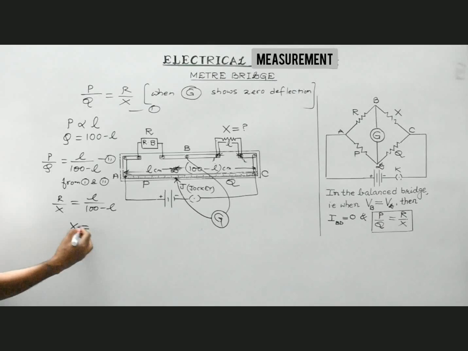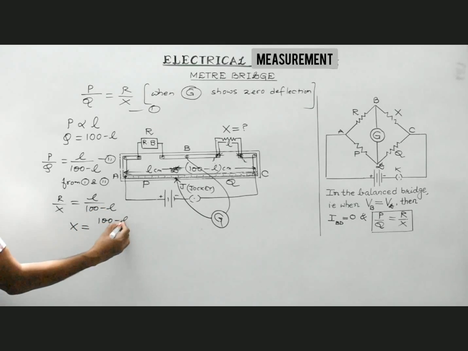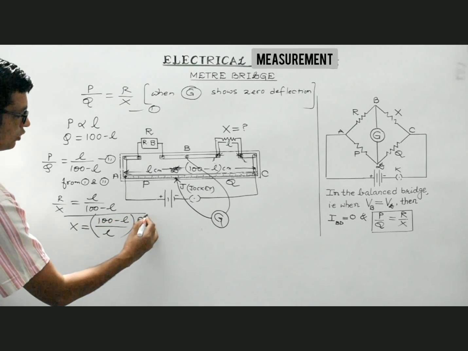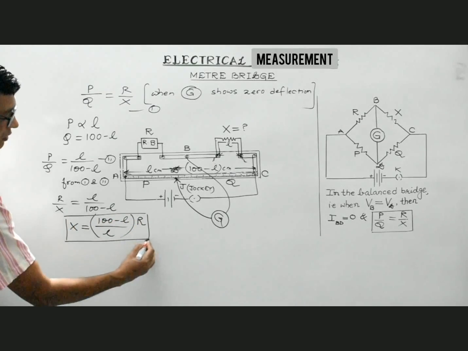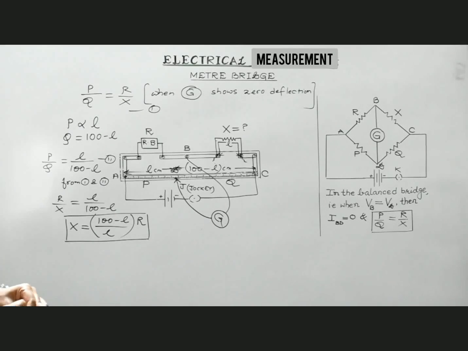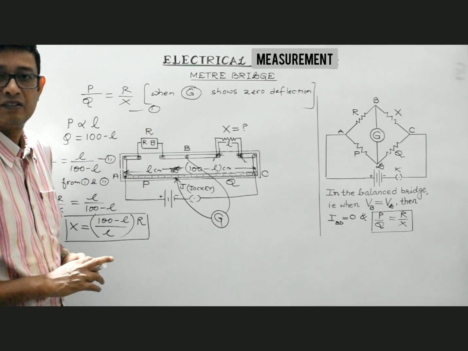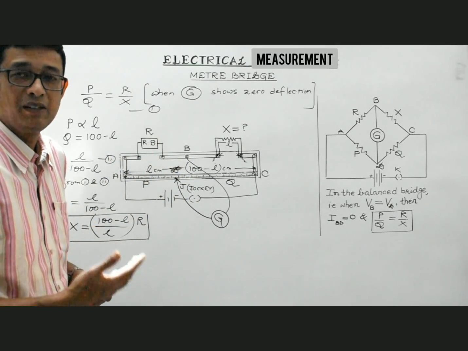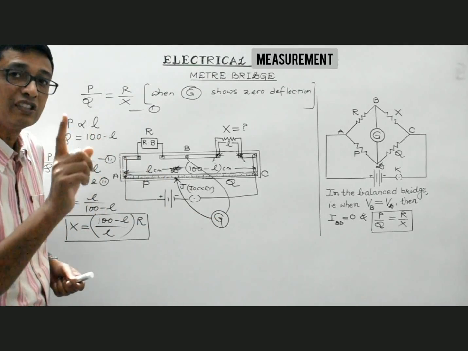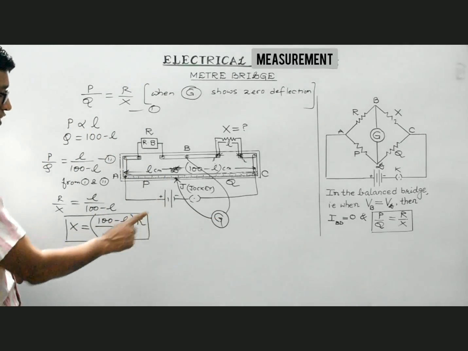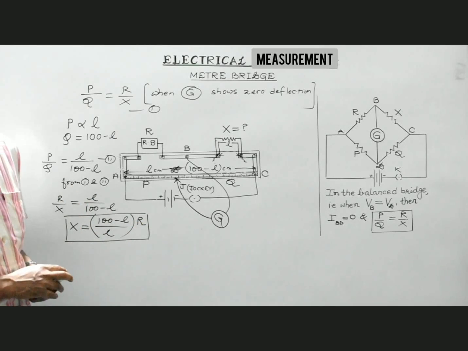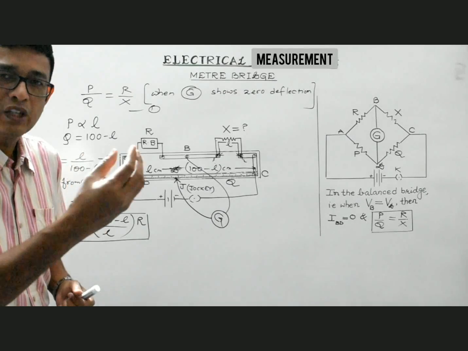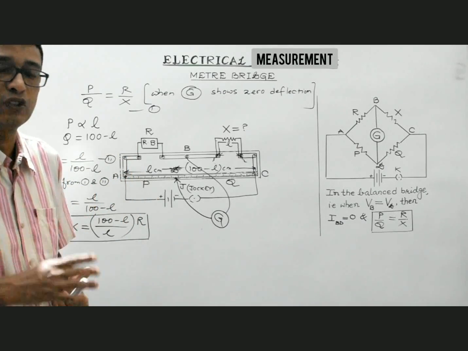X is to be found. So it will be equal to (100 minus L) divided by L multiplied by R. So this is the working formula. Clear, students? So R is known to us. L can be experimentally determined, which is the balancing point when the galvanometer shows zero deflection, isn't it? In such a case, the value of X can be easily determined. So while doing experiments, we normally take 3-4 observations, right?